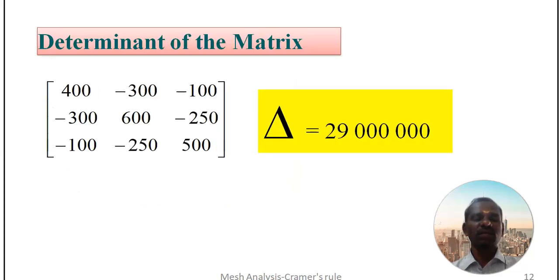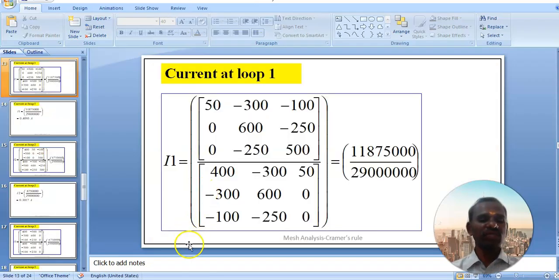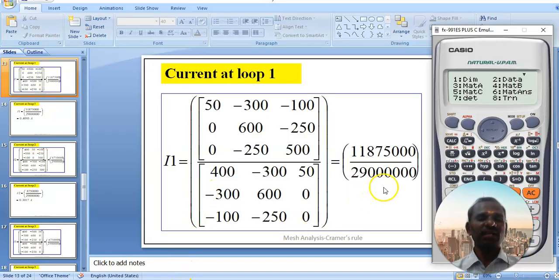If you find the determinant, it was 29 followed by 6 zeros. So in order to find the current at loop 1, just replace your first column with the voltage source. The remaining procedure will be the same. I have used a calculator to solve this. I have already done this calculation in the calculator, so I have found the determinant.